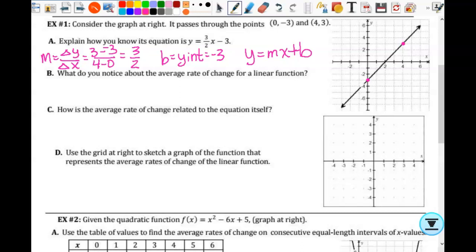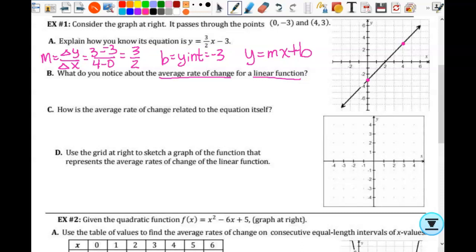I understand that you probably dealt with this form a whole lot more in Algebra 2 than the point slope form, but that's the one that you have to know and love and it become your thing. That one will just make your life way more difficult, even if you don't believe me right now. Okay, so then it says, what do you notice about the average rate of change of the linear function? What's true about it?